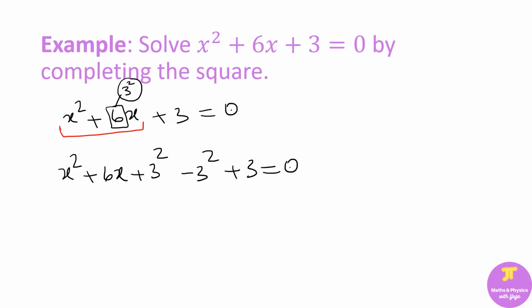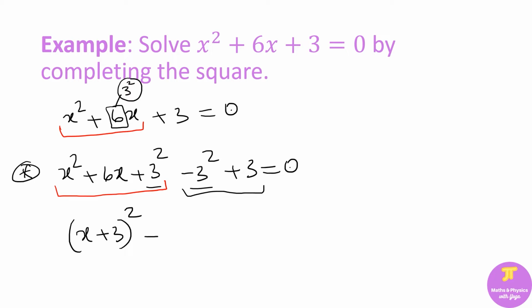If we do it this way, essentially we are not changing anything, because we are adding something and subtracting. So this equation is still valid. But the beautiful thing is this part now becomes a square, because we can convert this into (x + 3) squared. And let's rewrite the remaining part. This is going to be minus 9 plus 3 equals 0. And (x + 3) squared, if I move this to the other side, is going to become 6.